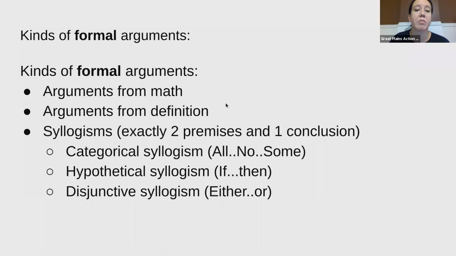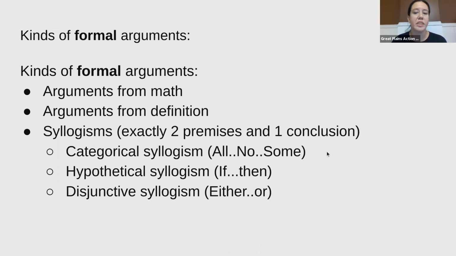Right? Arguments from definition are similar. So if something is true in virtue of meeting a definition, if that definition holds and that thing meets that condition, then we know something about that thing. Then there are syllogisms, which are 3-line arguments. So you have 2 premises, 1 conclusion.